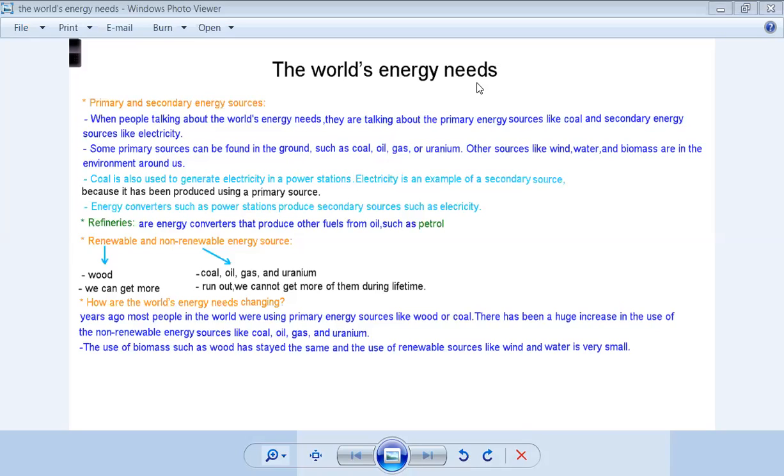If you heard someone talking about the world's energy needs, what are they talking about exactly? Are they talking about food or what exactly? No, like coal. The resources. Like gas, diesel. They are talking about the energy itself that we are using every day in our lives, okay? Without this energy, it would be hard to live. We will be in the dark ages, okay? So in this world, we have primary and secondary energy sources.